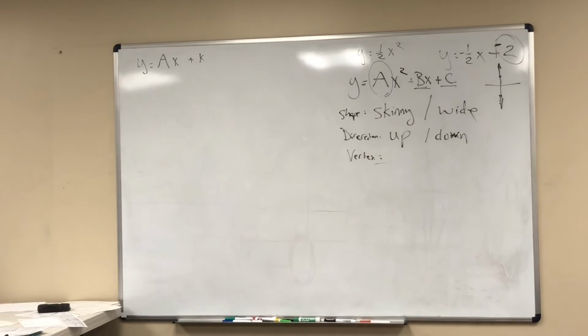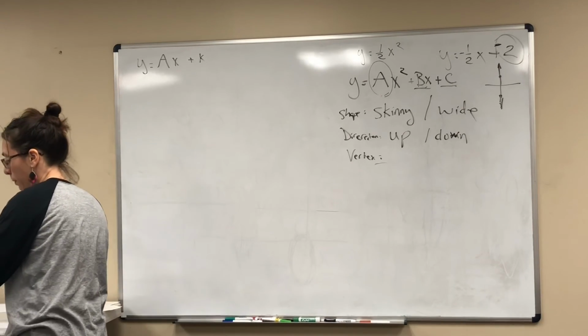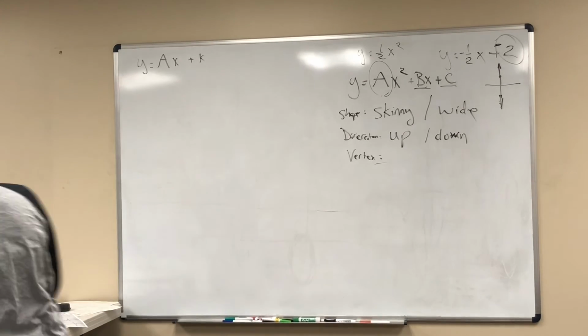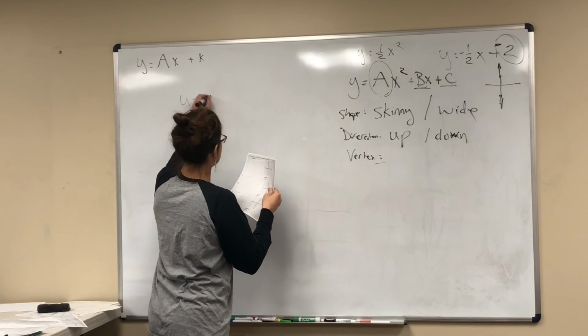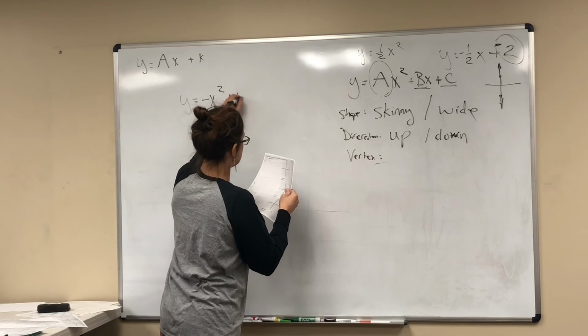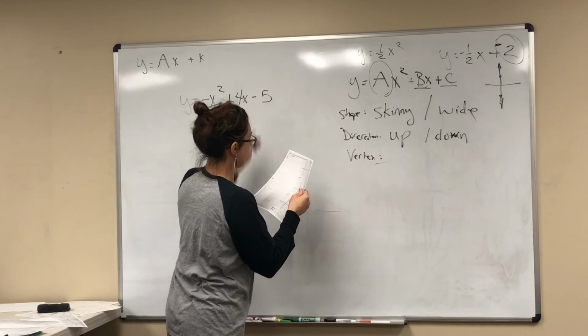Okay. Number 4, y equals negative x squared plus 4x minus 5. Yes, okay, let's do that one on the notes. This one, Nathan. Y equals negative x squared plus 4x minus 5.